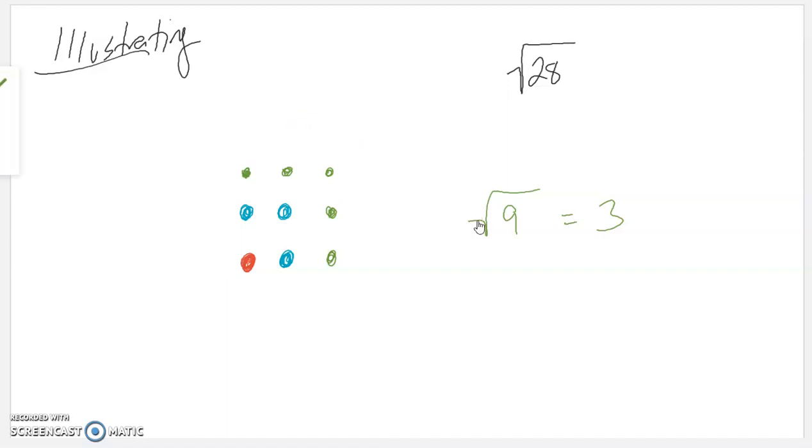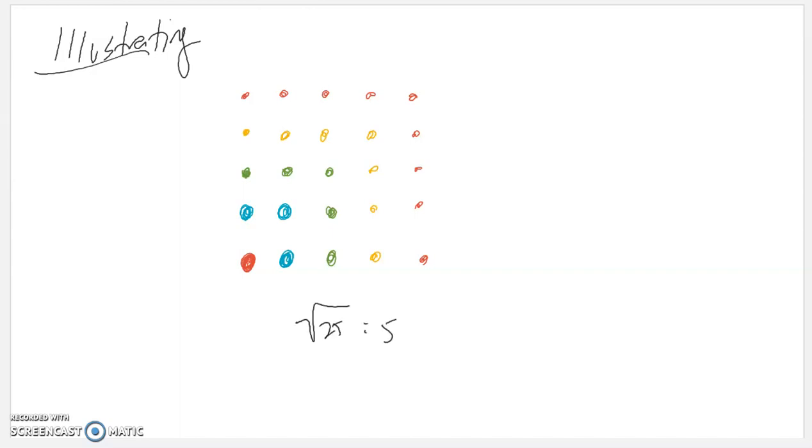The next perfect square is 16. So now I'm up to 16, and I can see that the square root of 16 is 4. Next one would be 25. I can make an array that is a square. So the problem with 28 is, before I get to my next square, this is 25, which shows me the square root is 5.